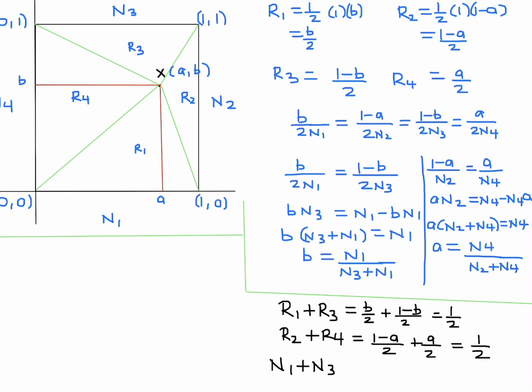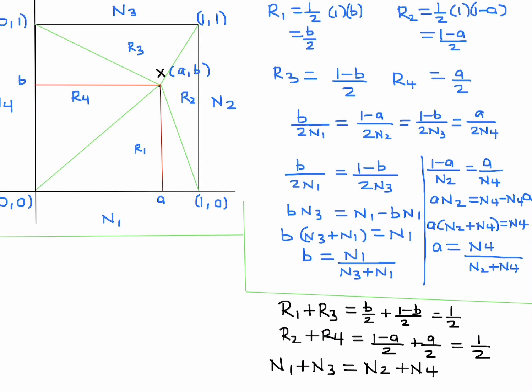Very similarly, for region R2 and R4, you have n2 plus n4 triangles. And remember, the question told you that all the triangles have equal area. And because they all have equal area, that means these two must be equal. Okay? That's a very important point in the question. I hope that I've explained that well. All right, so now we can proceed.